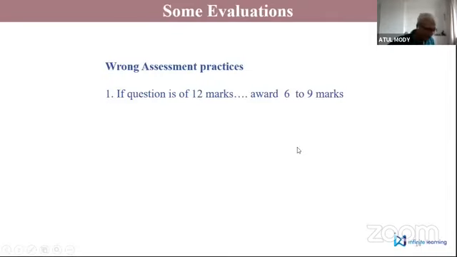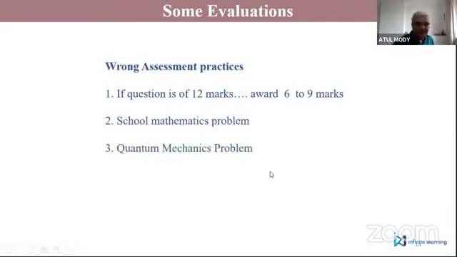Okay, the wrong assessment practices. I have seen teachers who evaluate in university exams. If it's a 12-mark question, they simply assign 6 to 9 marks. So there is no controversy. Nobody can challenge. If it looks neat and clean and tidy and systematically written, without reading, you can award 9 marks. Otherwise, 6 marks. Even if one step is missing, students get 0 marks.